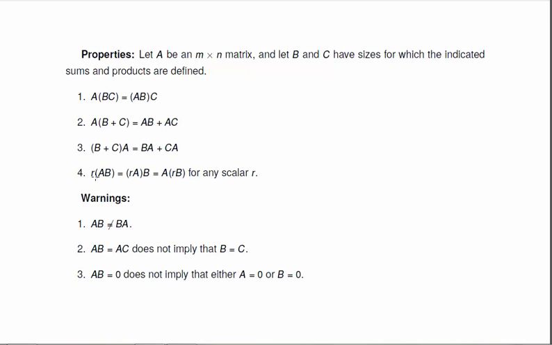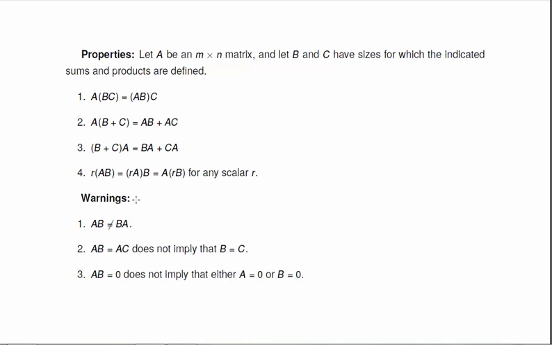Property 4, R times AB is equal to RAB, which is equal to ARB. So this just says if you're multiplying by a scalar, it doesn't really matter when you multiply by the scalar. And then a few warnings. AB equal to BA does not hold in general. We saw an example of this.